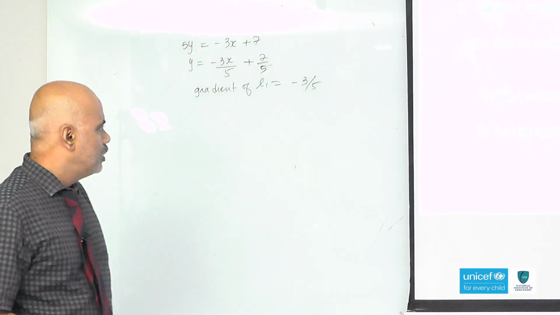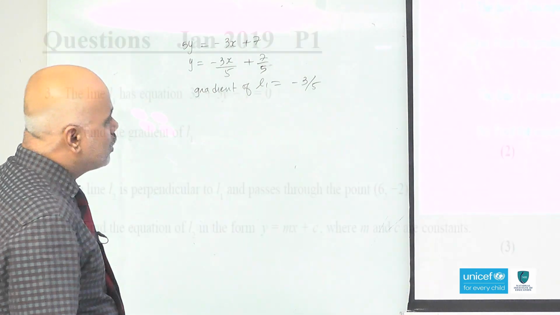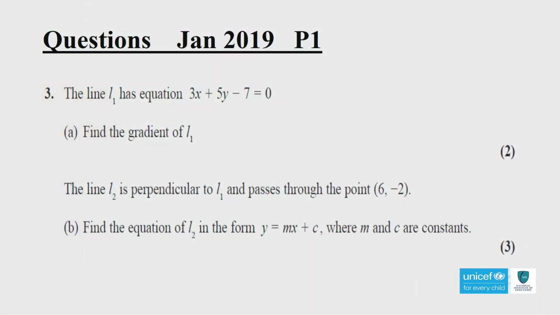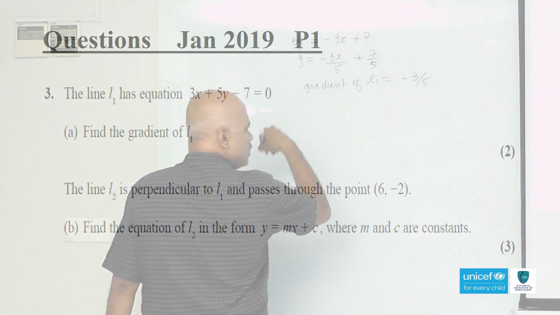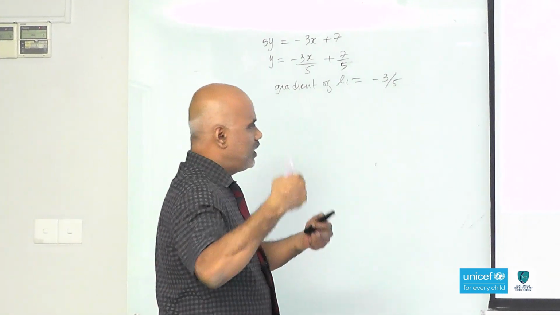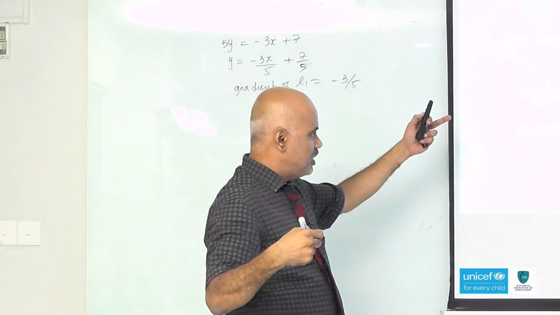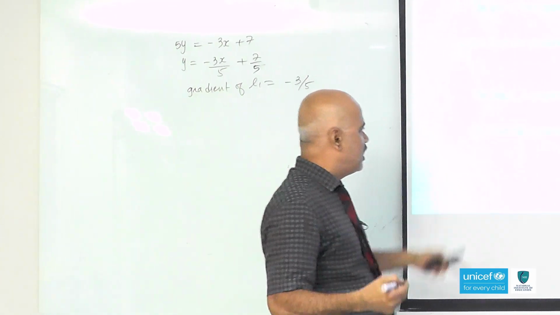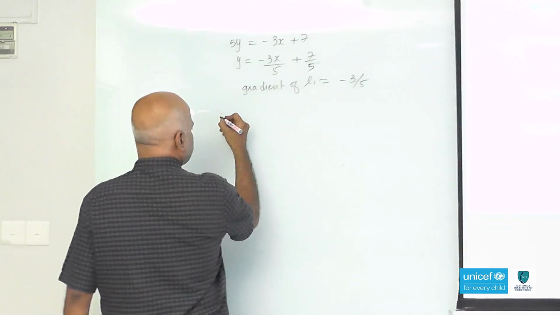Next, the line L2 is perpendicular to L1 and passes through the point (6, -2). Find the equation of L2 in the form y is equal to mx plus c, again where m and c are constants. So then how? Don't try to work it out mentally. Some of the kids may directly find the gradient like that, but try to show it.